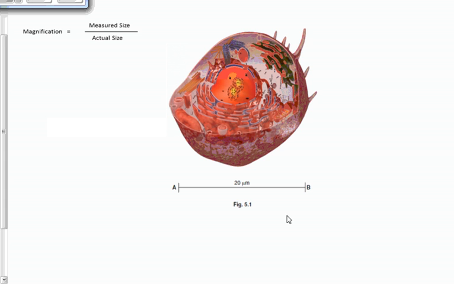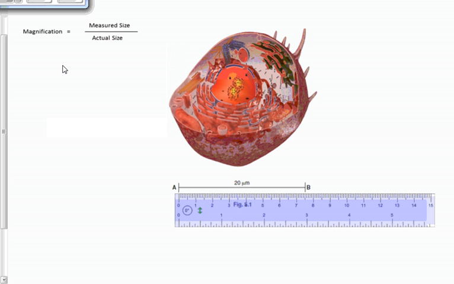So we're using the equation that magnification equals measured size divided by actual size. We are given the actual size in this particular example. We can see here that the actual distance between A and B is 20 micrometers. All we need to do here is determine the measured size. So this is where we're going to get our ruler out again. Now if I put my ruler up to the line between A and B, I can see that I have around 75 millimeters between points A and B here. So my measured size is going to be 75 millimeters.